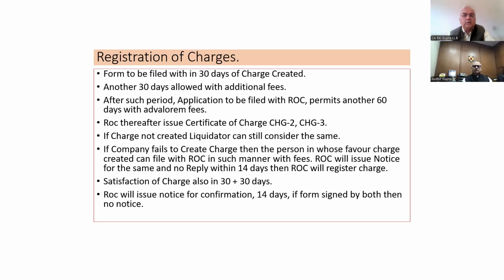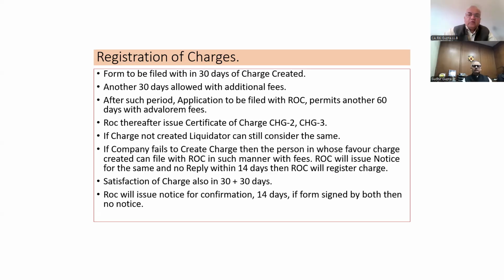So this form has to be filed within 30 days of the creation of the charge. Whenever you create a charge, you are required to file a form with the ROC, MCA. If you fail to register your charge, then another 30 days is allowed with additional fees. After such period, an application is to be filed with ROC, which permits another 60 days with ad valorem fees. ROC thereafter issues certificate of charge in CHG1, CHG2 and CHG3.